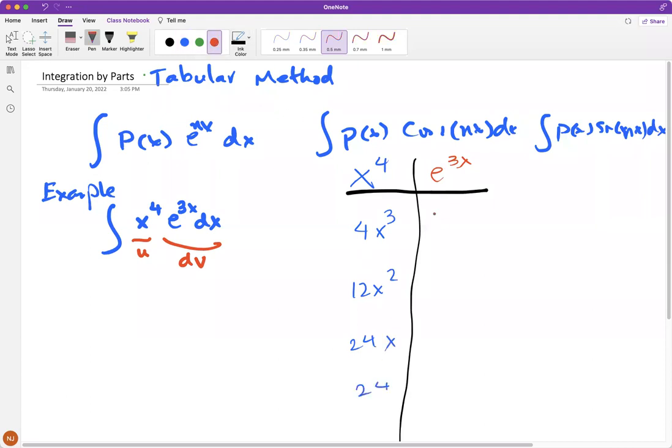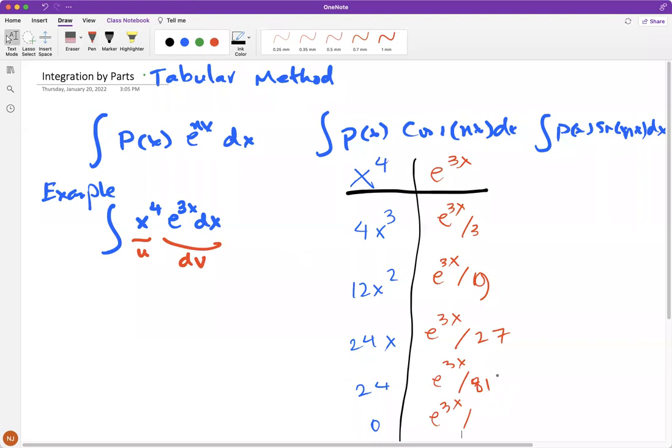With the other function, I want to take the antiderivative. The antiderivative of that is e to the power 3x divided by 3, then e to the power 3x divided by 9, then e to the power 3x divided by 27, then e to the power 3x divided by 81. Oh, this hasn't vanished yet. The next derivative would have been 0, so I still need one more: e to the power 3x divided by 243.